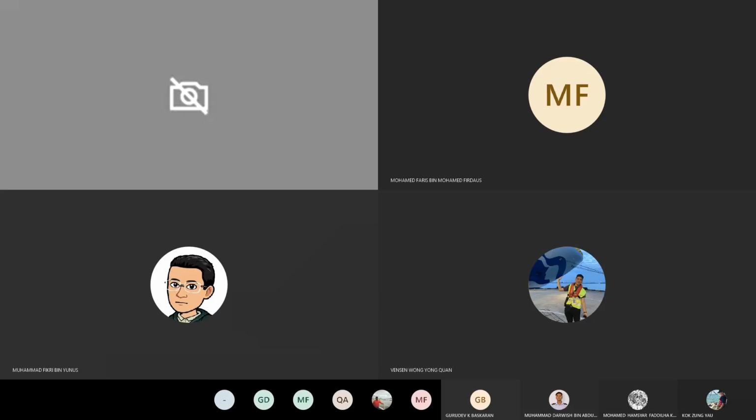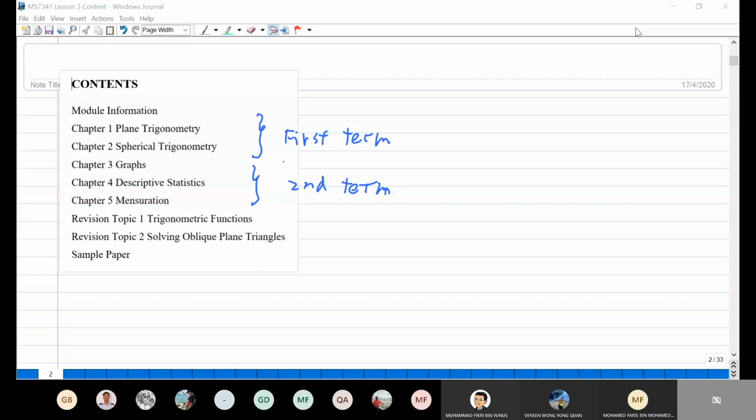And sphere with spherical trigonometry, and then for the first term, and then the second term we get graph and separation statistic, right? And together we have some revision on trigo function.